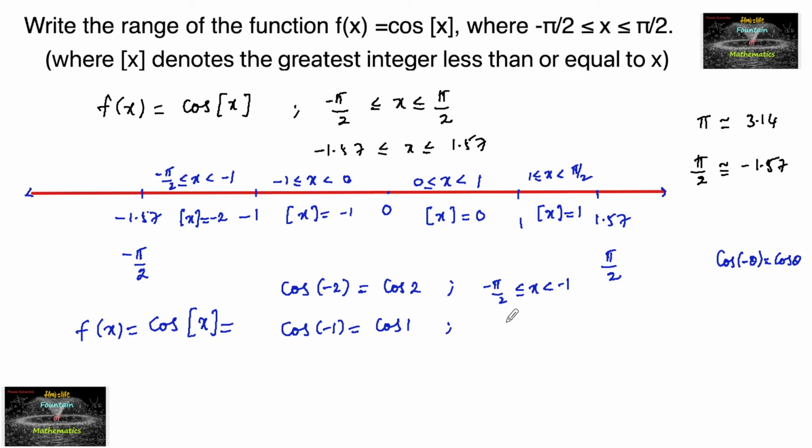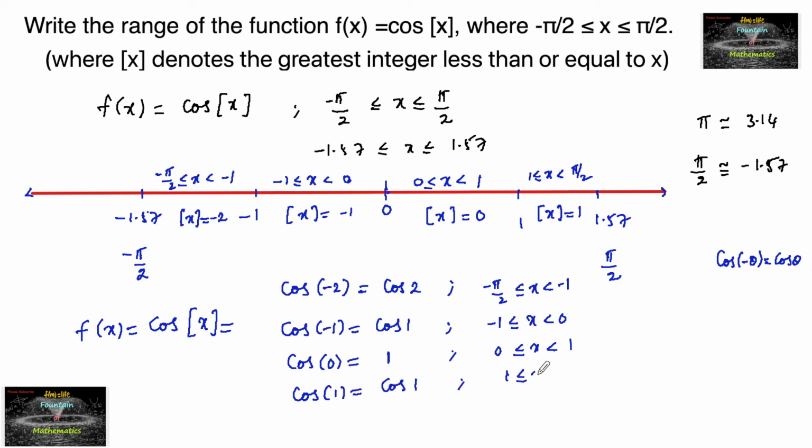So for minus 1 less than or equal to x less than 0, and in the third interval we can see from 0 to 1 cos of step of x is cos 0, cos 0 is equal to 1, for 0 less than or equal to x less than 1, and the next case we can see cos of step of x is equal to cos of 1, which is equal to cos 1 we can consider.